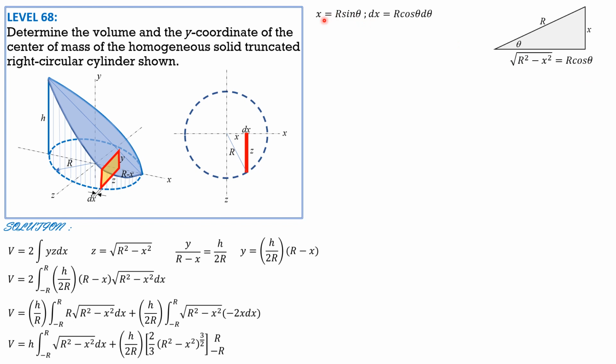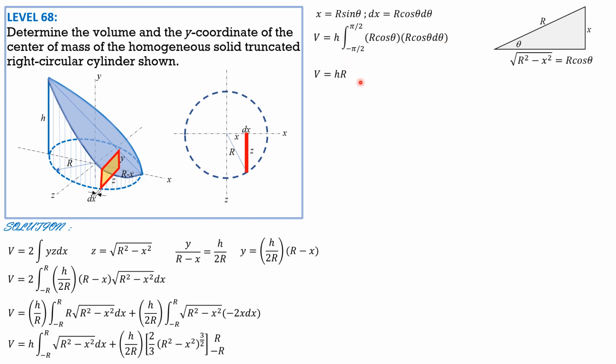And when x is lower limit negative r divided by r, so negative 1, arc sine of negative 1 is negative pi over 2. When x is upper limit r, r over r is 1, arc sine of 1 is pi over 2. So volume is h times the integral from negative pi over 2 to pi over 2 of square root of r squared minus x squared, which is r cosine theta. Differential x is r cosine theta d theta.